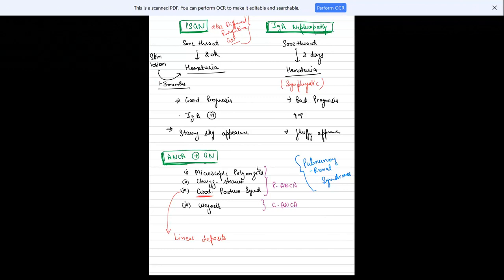the size of the kidney is shrunken. But this derangement should be for more than 3 months. You can't label anybody with creatinine 2 or 3 in a single setting as CKD, because it can be temporary. If the patient has deranged RFTs for more than 3 months, then we call it CKD. And whenever there is CKD, the size of the kidney shrinks.